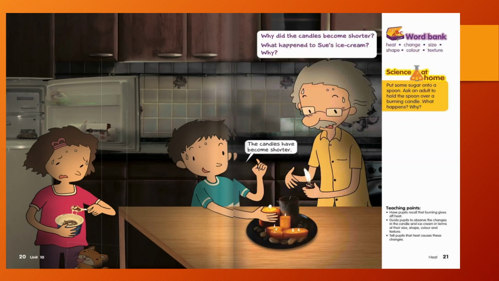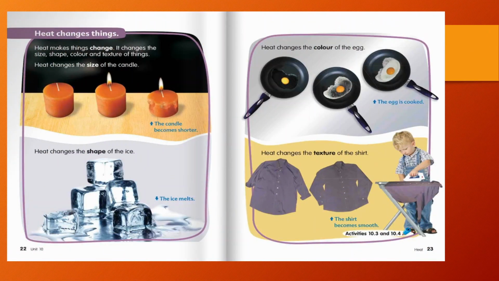Okay, let's continue. So here we have some information about this. Heat changes things, as I was telling you. Heat makes things change. It changes the size, shape, color, and texture of things. Heat can change the size of the candle. In this case, the candle, after burning for a while, becomes shorter.